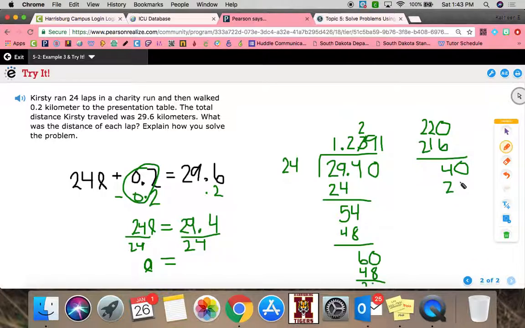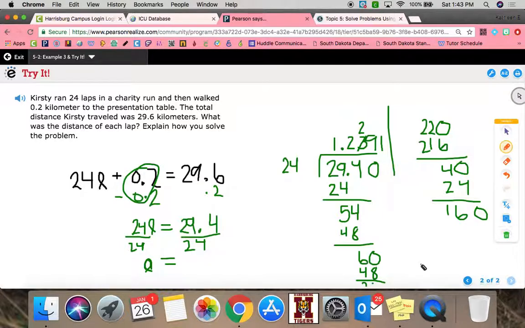I'm going to do one more. 24. Oh, we're going to get 6 gets you to 30. We're going to have 16, 160, etc. So we can stop at this point and say that there are 1.23 because of this 9 wound up. Each lap is about 1.23 kilometers.